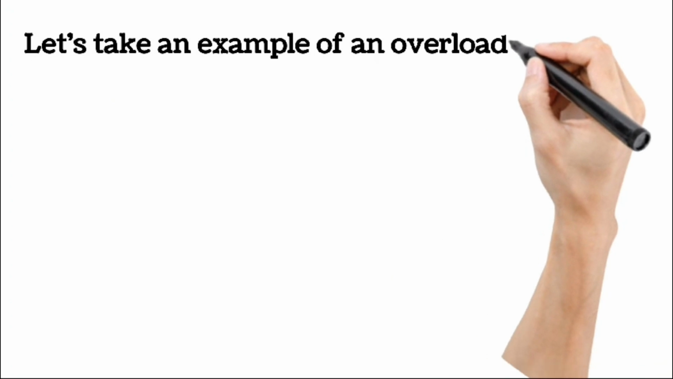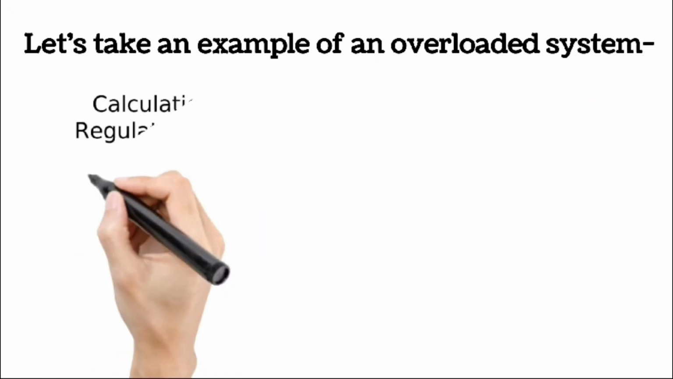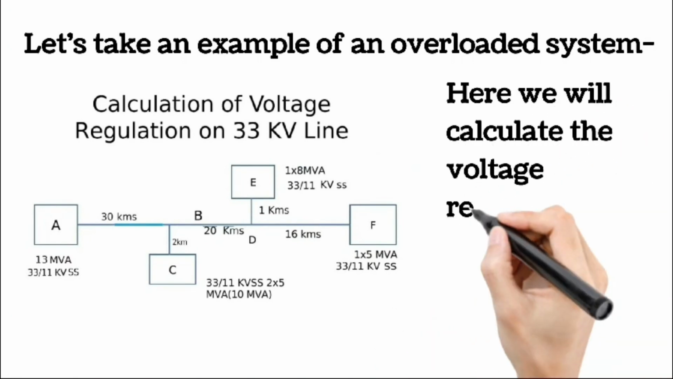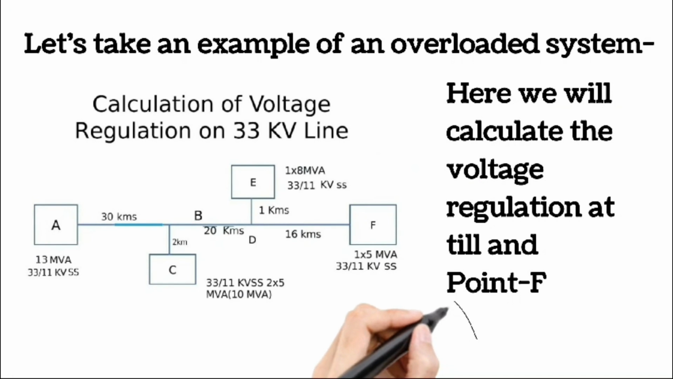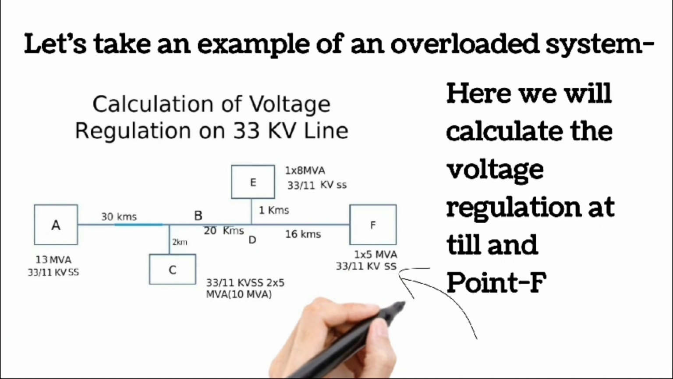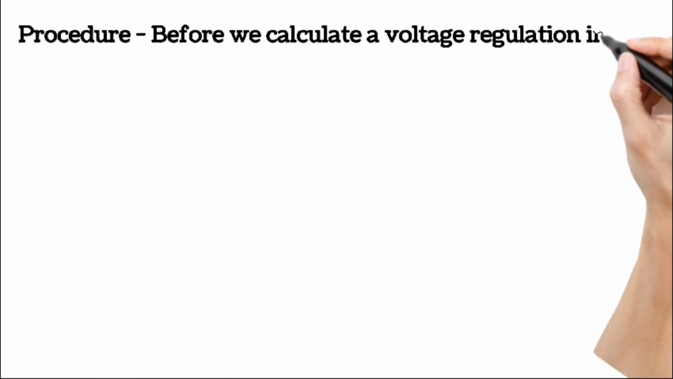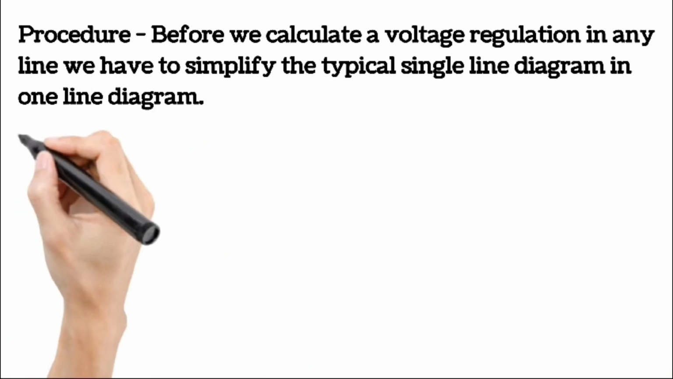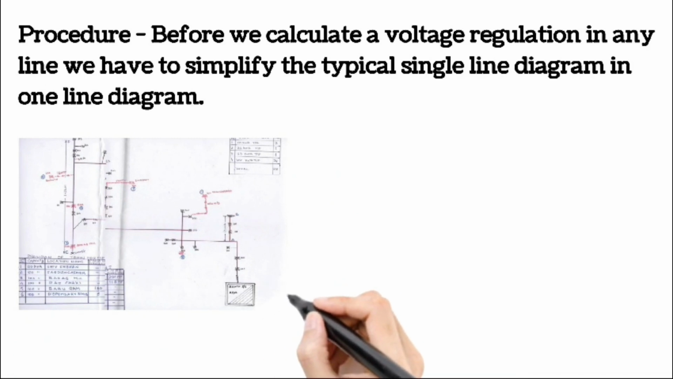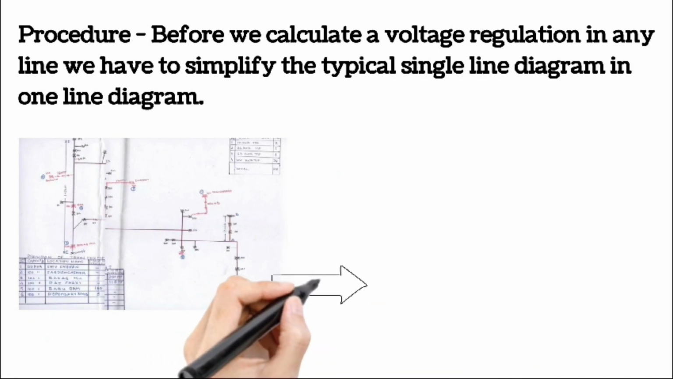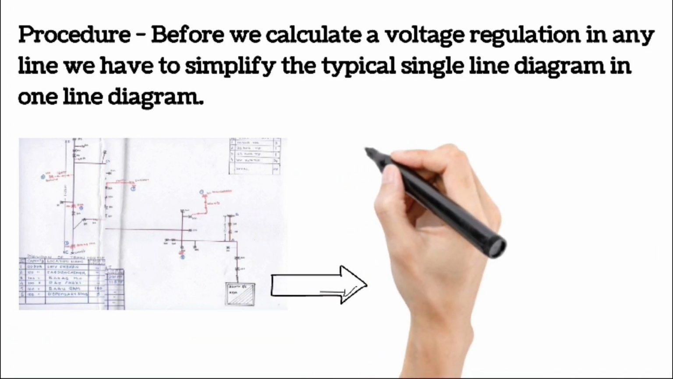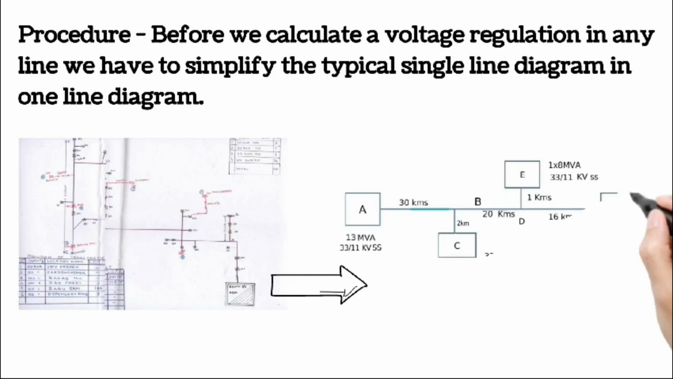Here we have a single line diagram having a load at different points of length. Pause this video and note all the loads at different points. Now we calculate the voltage regulation at the tail end of the line, that is, at point F. Before calculating voltage regulation at the tail end, make sure to simplify the actual single-line diagram into a more manageable single-line diagram. This simplified diagram represents shorter tapping lines as point loads on the SLD. Remember, the tail end should be identified as the point farthest from the source.